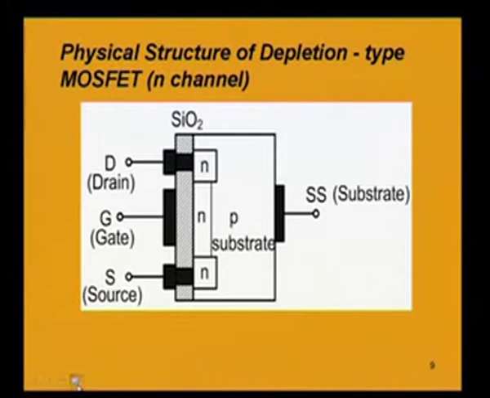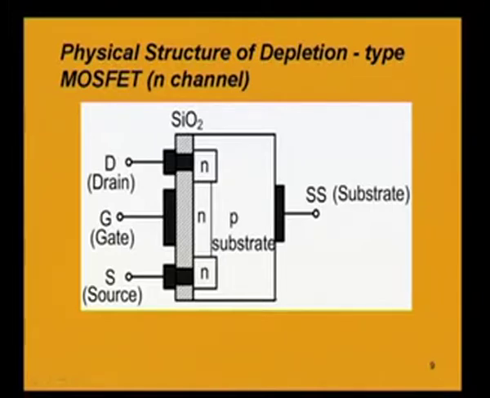Now, we will discuss about another type of MOSFET, which is the depletion type MOSFET. We have discussed about the enhancement type MOSFET. Now, we will be discussing about the depletion type MOSFET, and let us first discuss N channel depletion type MOSFET. So, there are N channel as well as P channel depletion type MOSFET, but we will be discussing about the n channel first, n channel depletion type MOSFET. So, here the physical structure for the n channel depletion type MOSFET is shown here.